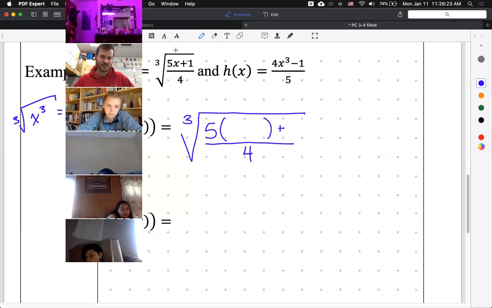I've rewritten f, but in the place of x, I left an empty parentheses. What goes in that empty set of parentheses? Well, h goes in there. h is inside of f, so I'm going to write this 4x cubed minus 1 all over 5.